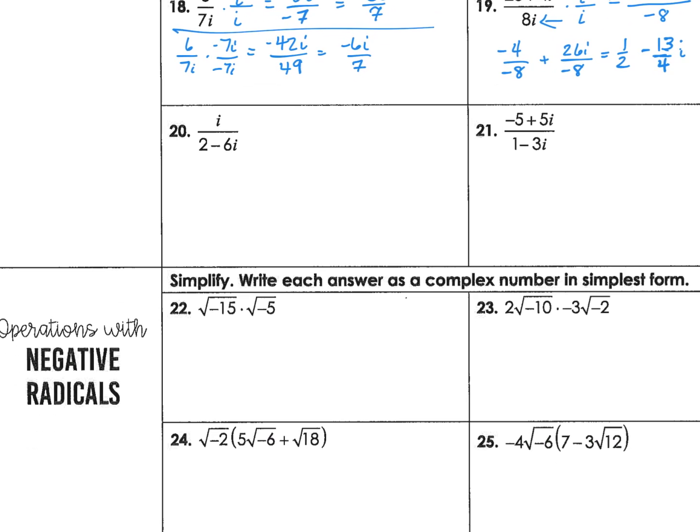Look at number 20. Now we're really into conjugate pairs. We can't just multiply top and bottom by i this time, can we? Why not? Doesn't cancel out the i in the denominator, does it? If all I do is multiply by i here and here, don't do that. This cancels it out here, but then it ends up here, doesn't it? So we can't do that. So this is where we have to multiply by the conjugate. So what is the conjugate of 2 minus 6i?